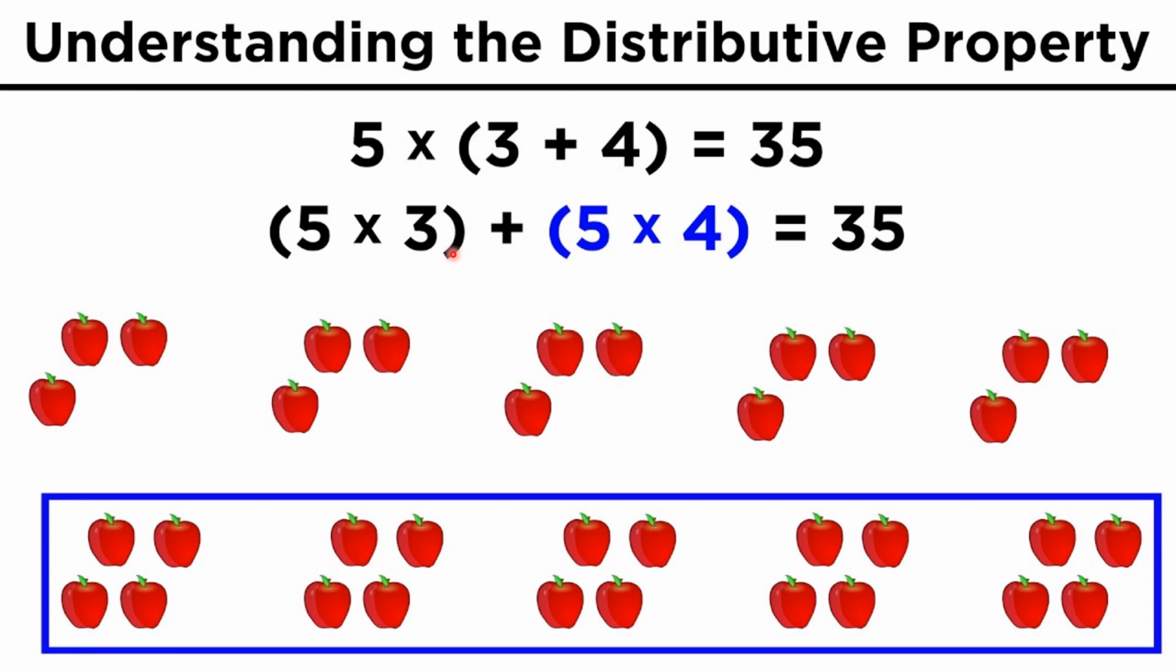So this 5 into 3 means 3 apples you have arranged in 5 parts each. And here also you are arranging 4 apples in 5 columns. Here 3 apples in 5 columns and 4 apples in 5 columns. So the total number of apples, if you count, you will get 35.